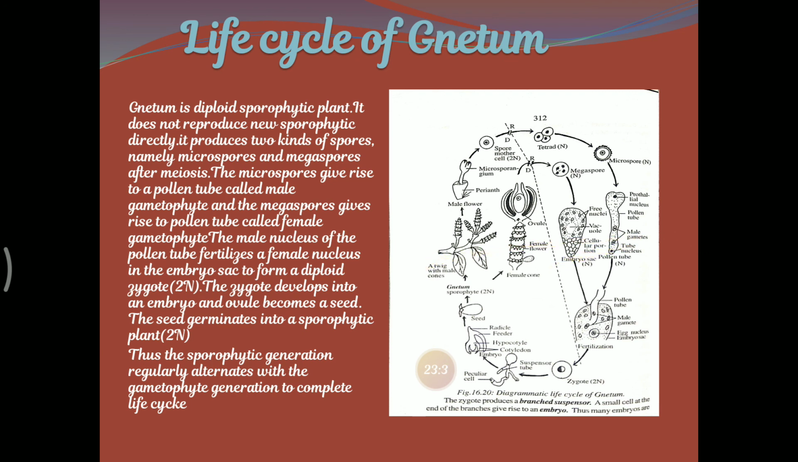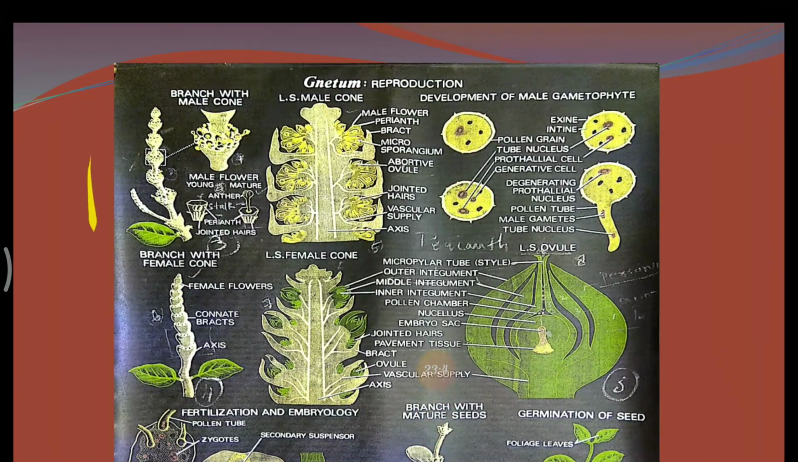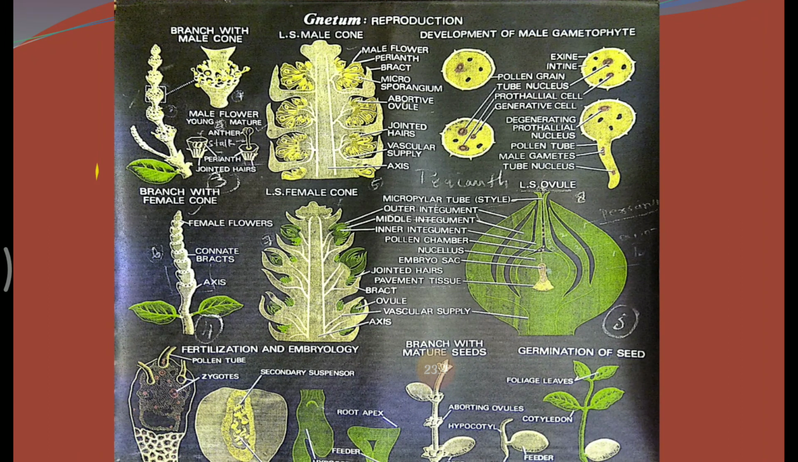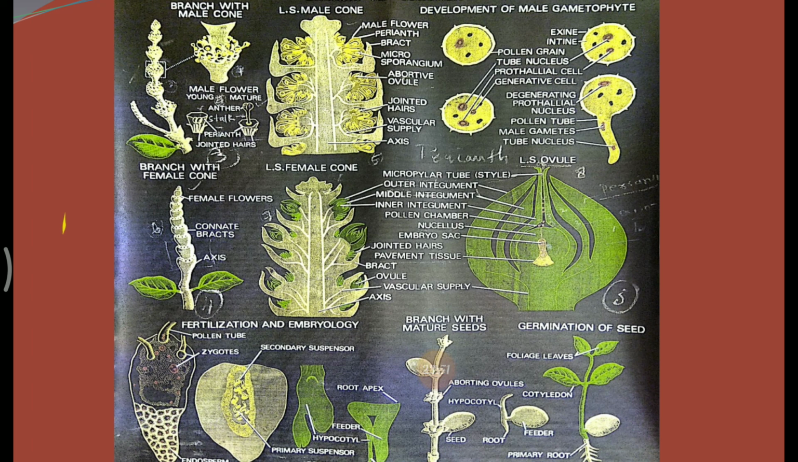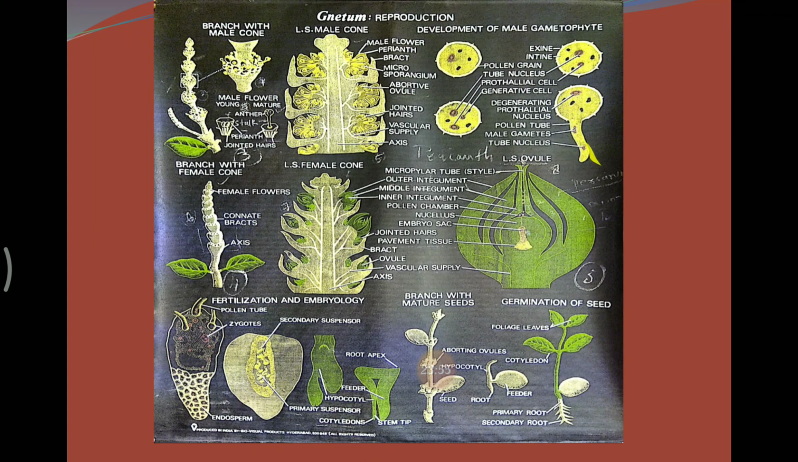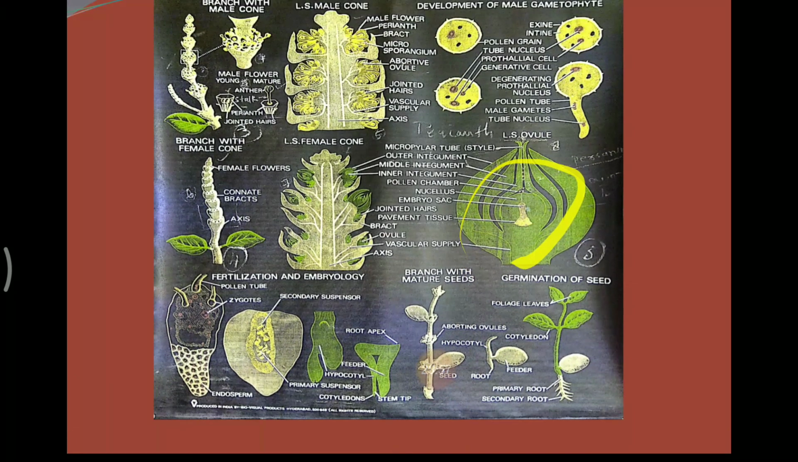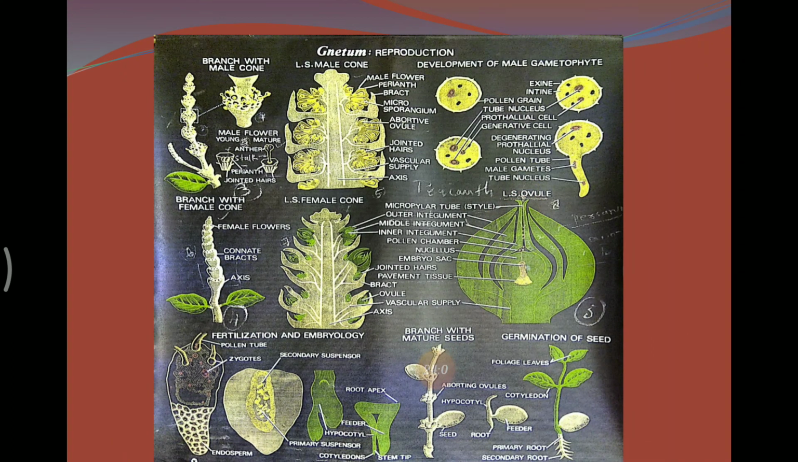And here you can see the particular clear picture in the chart. This is the Gnetum reproduction. Male and female cones here. How the spores are released, the exine and the intine. Here you can see the pollen grain, pollen tube formation, and this is the LS of the ovule with the three layers: outer layer, inner layer and the middle layer. It is very clear. This is the embryo sac here at the middle.